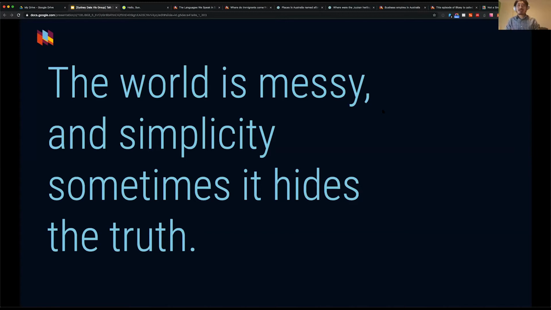Because I realized that the world is very messy, and sometimes simplicity is counterintuitive. It works against the truth. It hides the truth.